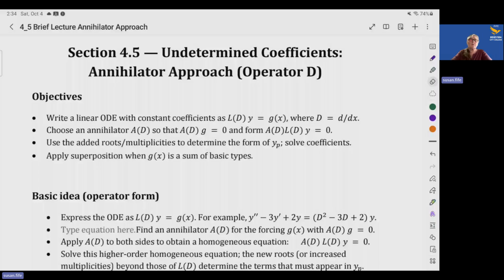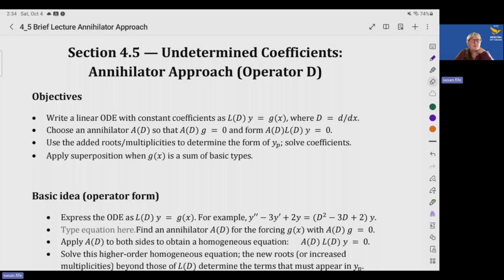So section 4.5 is another method for using undetermined coefficients to solve higher order linear non-homogeneous ODEs with constant coefficients. It's very similar to 4.4, but it uses something called the Annihilator approach and the derivative operator.